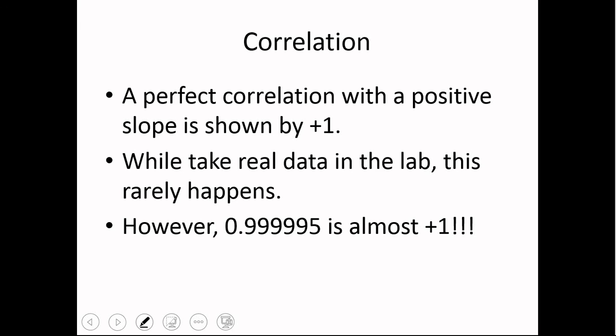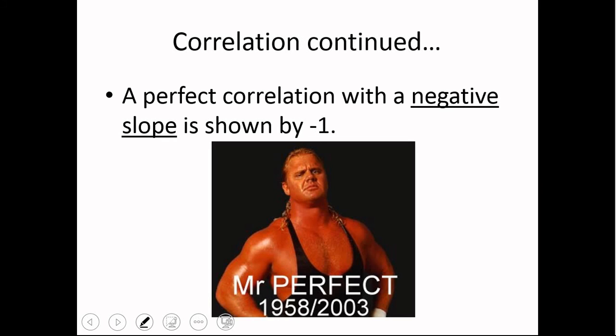Now this rarely happens in the real lab. 0.9995 is almost 1. So again, we go with that. A perfect correlation is shown by a slope of -1, and there is a professional wrestler by the name of Mr. Perfect, God rest his soul, like many professional wrestlers. He passed away.